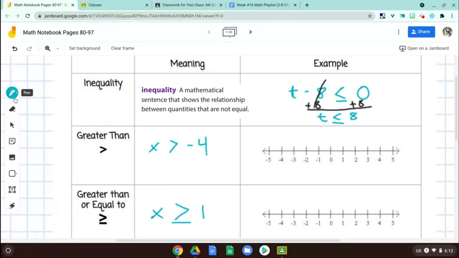So to graph x is greater than negative 4, I'm going to pick a color that you can see here. And I'm going to find negative 4 on the x-axis, on the number line. I'm going to make an open circle because x is greater than negative 4. It's not equal to negative 4. So I'm going to make an open circle and then draw a line to the right, indicating that everything that is greater than negative 4 could be x.